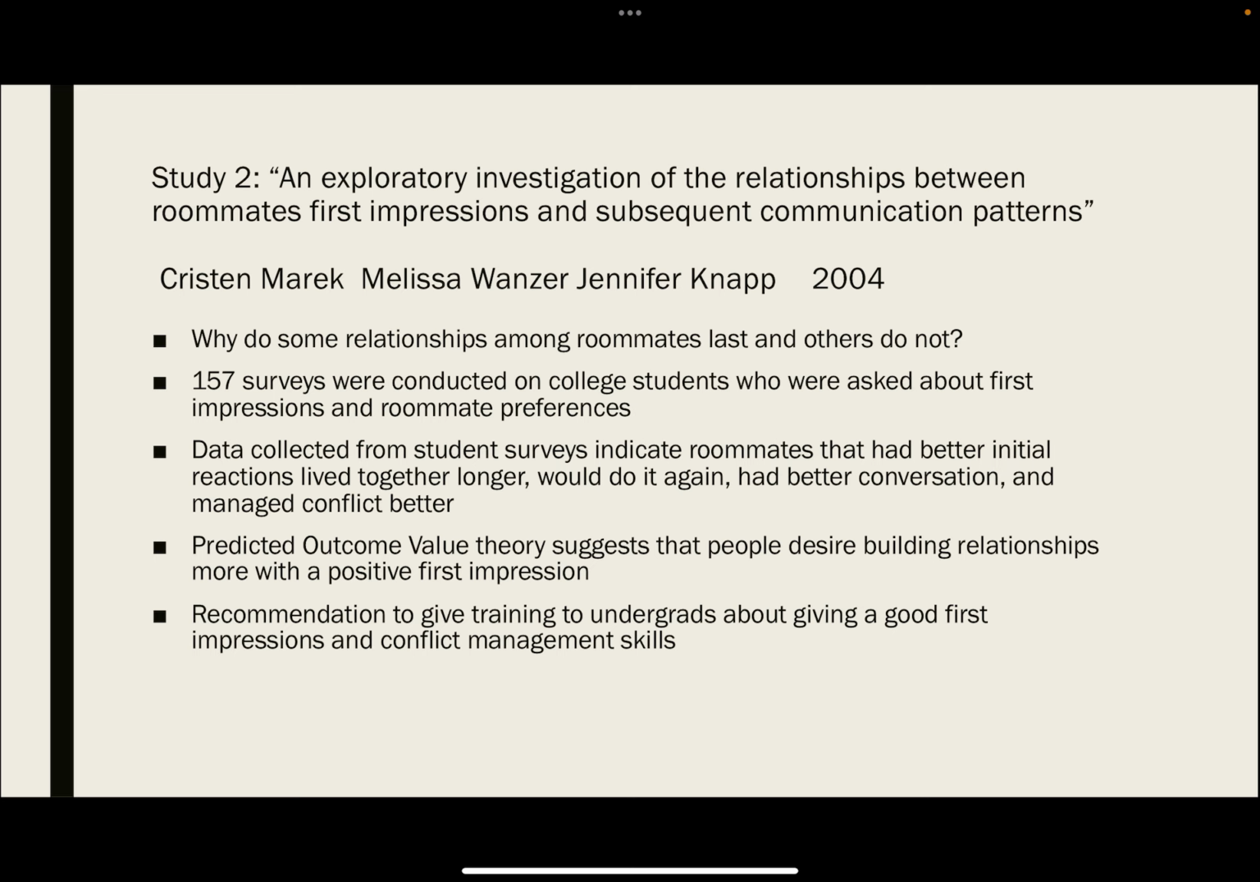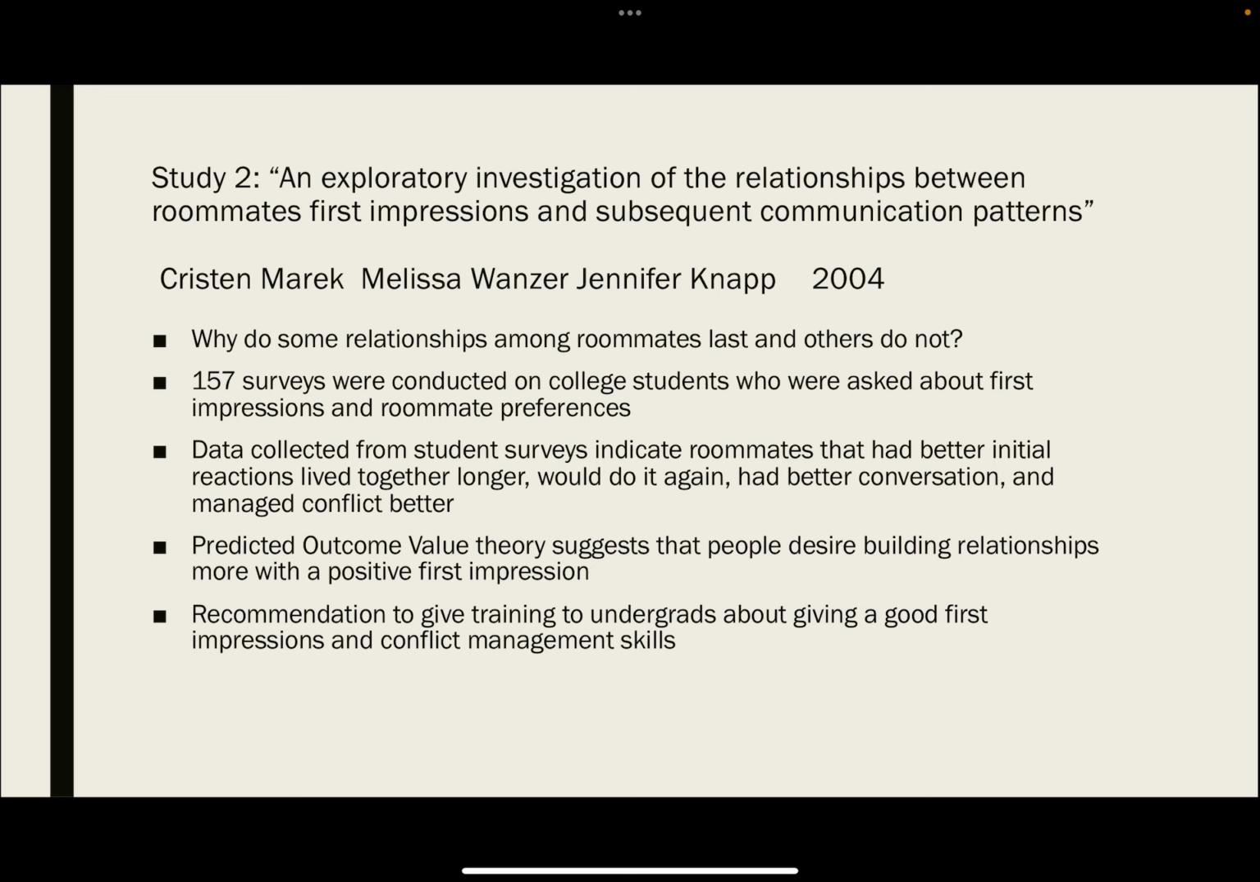Study 2: An exploratory investigation of the relationships between roommates' first impressions and subsequent communication patterns. The question the study aims to ask is, why do some relationships among roommates last while others do not? 157 surveys were conducted on college students who were asked about first impressions and roommate preferences. The data collected from the student surveys indicates that roommates that had better initial reactions and interactions lived together longer, would live together again, and had better conversations as well as better conflict management.